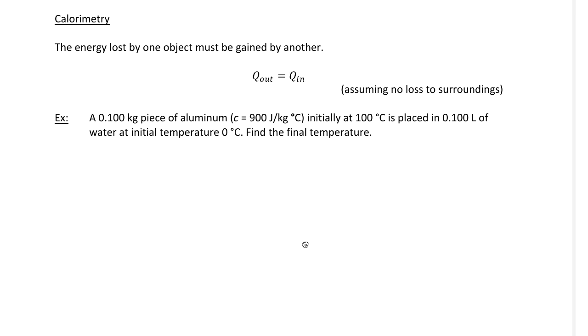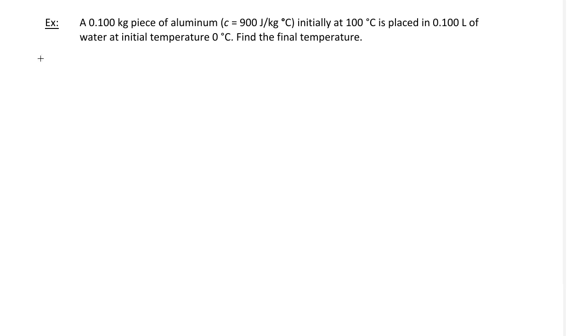Here's a typical example. We're going to take a 100-gram piece of aluminum, which has the specific heat capacity as given, and we're going to put it into a tenth of a liter of water that is at a temperature of 0 degrees Celsius. So here's my aluminum. It starts out at 100 degrees Celsius and the water is at 0 degrees Celsius, and we're asked to find the final temperature. So again, we're told that there is no heat transfer to the surroundings, so all energy that is going to be transferred is going to be here. Specifically, it's going to go from the hotter object, the aluminum, to the water.